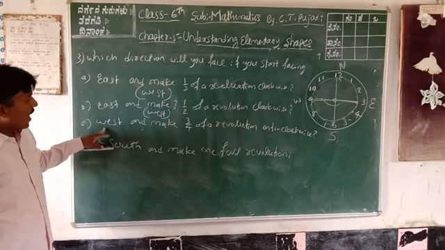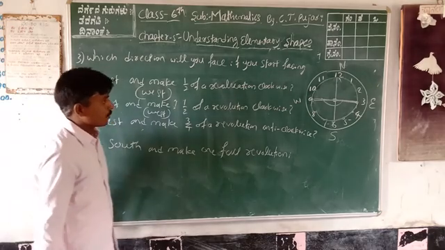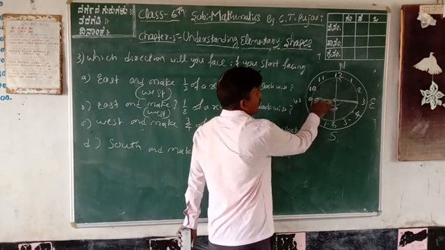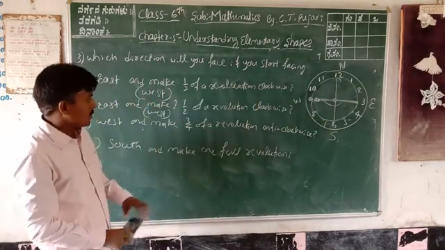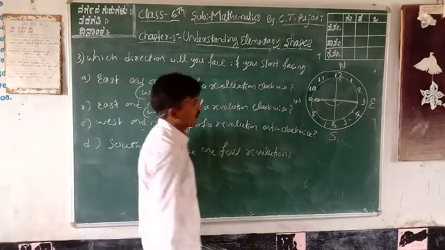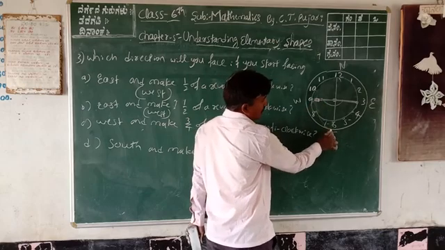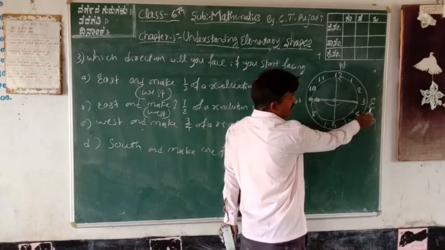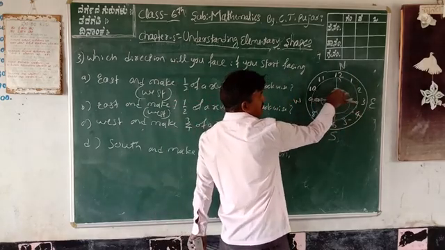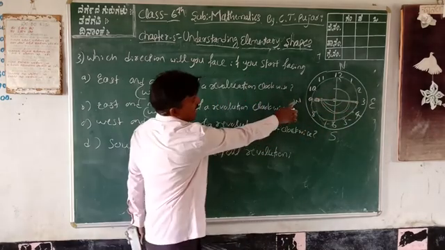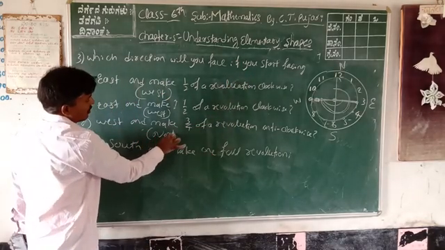What about the next? West and make it 3 by 4 of the revolution anti-clockwise. Starting with west. Clockwise is here, but for anti-clockwise, the order is reversed. Reverse order, 3 by 4 of here. Therefore, east, west, 90 degrees, that is 1/4, south. Half the revolution is east. Next, this is north. This is anti-clockwise. Therefore, west, south, east, north. The answer is north.